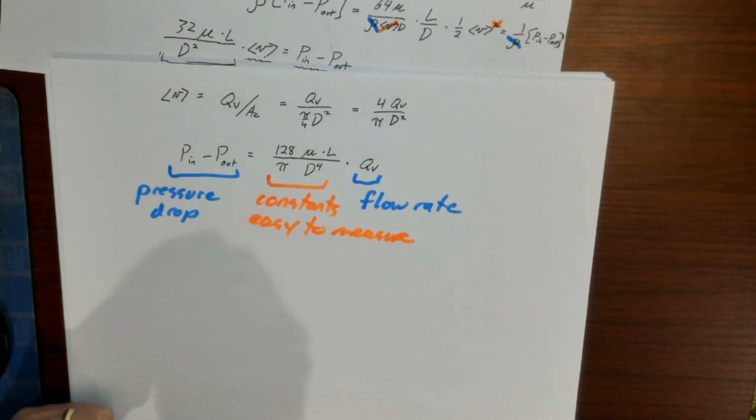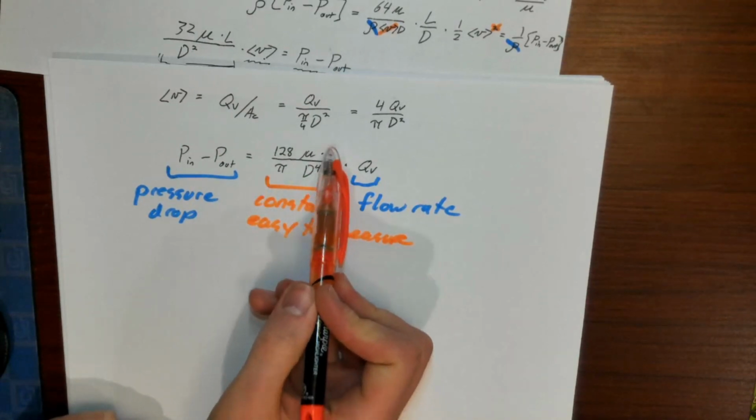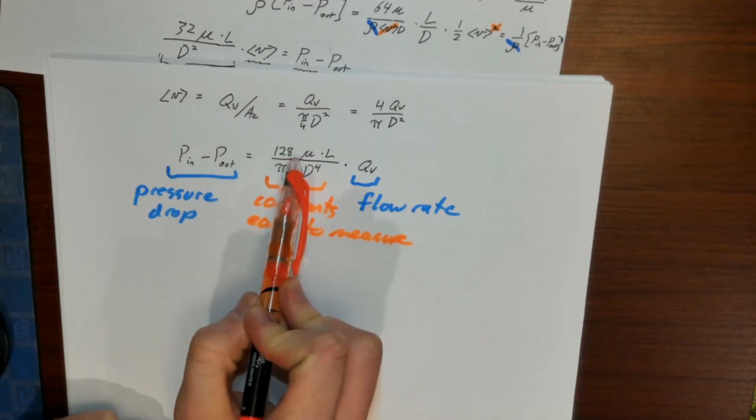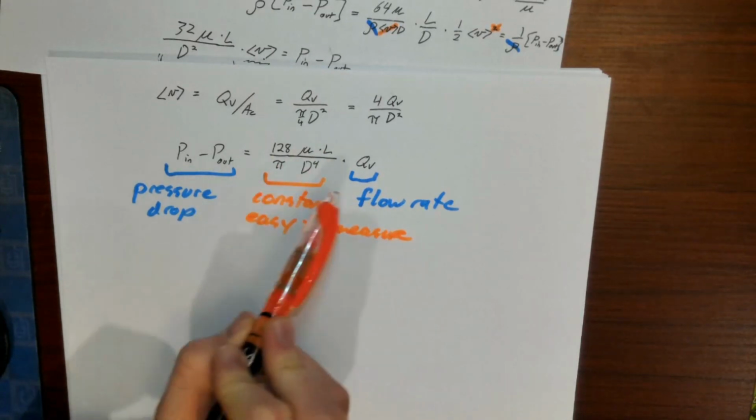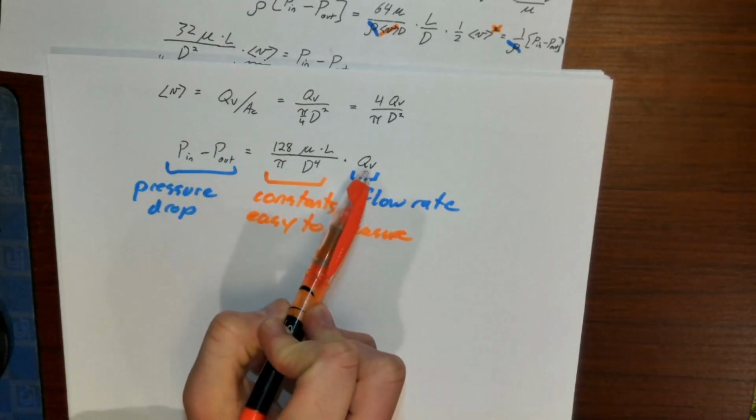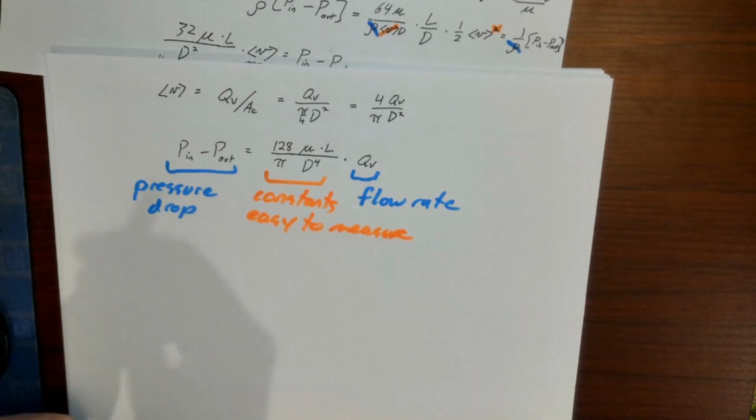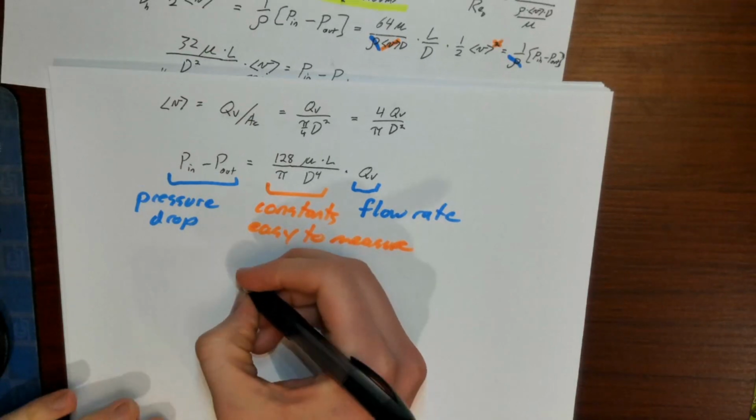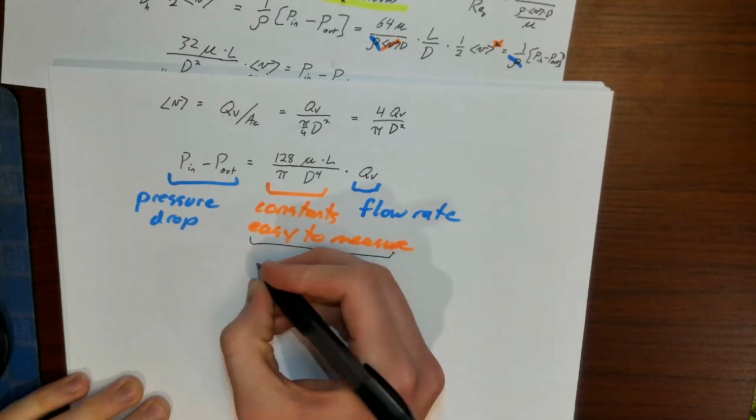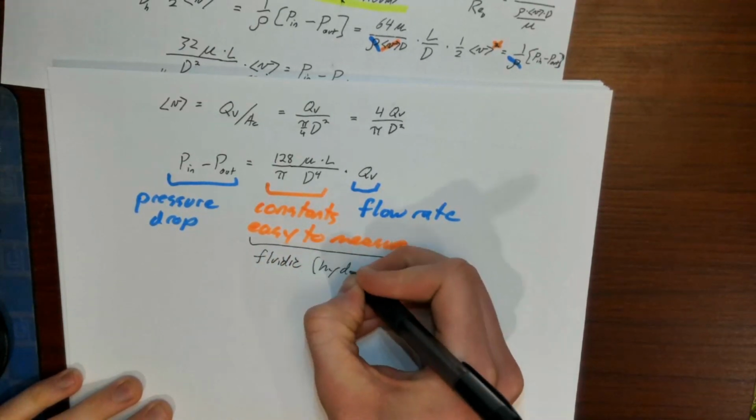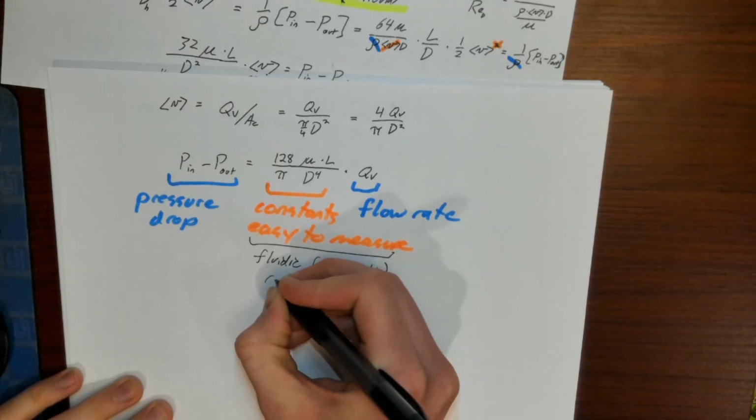So in this case, I group all the constants, the things that are easy to measure, together into one collection of terms. And this collection of terms for flow through these circular pipes basically serves as the proportionality constant between pressure drop across those pipes and volumetric flow rate through those pipes. We call this collection of constants the hydraulic resistance. So this collection of constants is what I call the fluidic, or sometimes hydraulic, resistance.